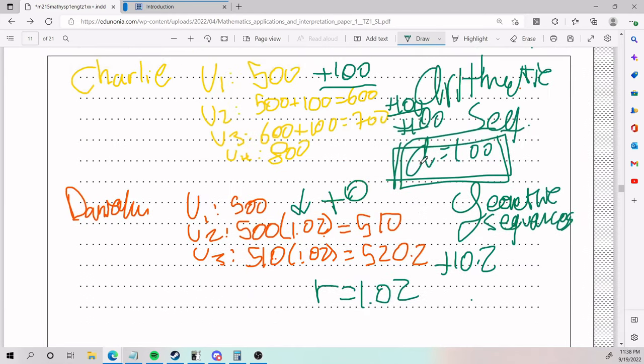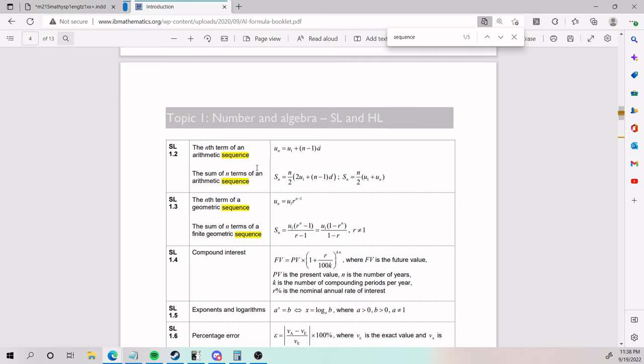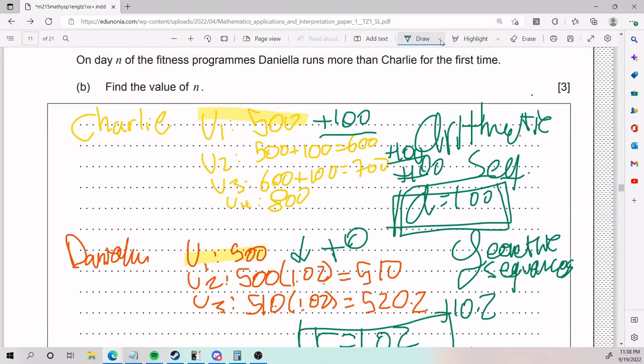Now that we have this information, and both U1s, which is way more useful than we think, we can go to our formula booklet. Since we're talking about sequences, we go here. The nth term of an arithmetic sequence is the one on top, and the nth term of a geometric sequence is this one there. So those are the equations I will be applying. It'll look something like this. For Charlie first, we have U20 equals U1, which is 500, plus n, which in this case is 20.